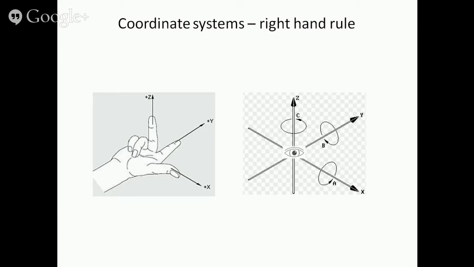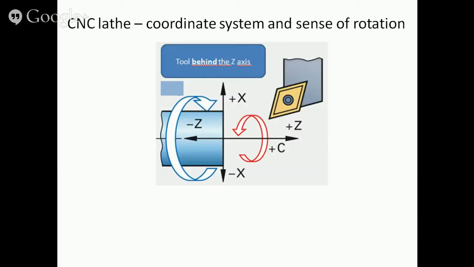Seen from the point of origin of the coordinate system, A, B, and C axis rotate clockwise when the prefix is positive. In CNC lathe machines with slant bed or inclined bed, the tool is behind the z-axis, which is the main axis. The prefix is determined in such a way that the tool moves away from the workpiece when the prefix is positive.